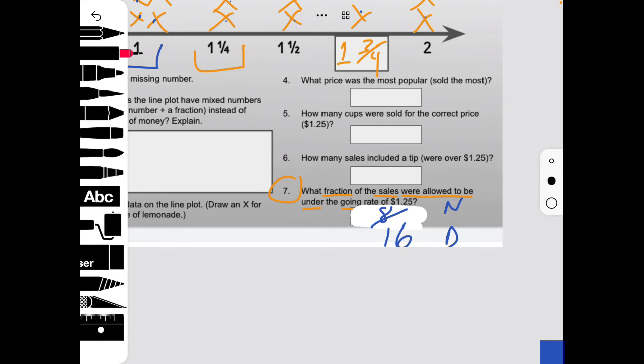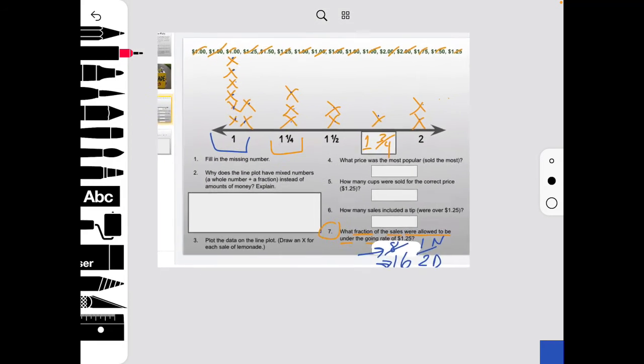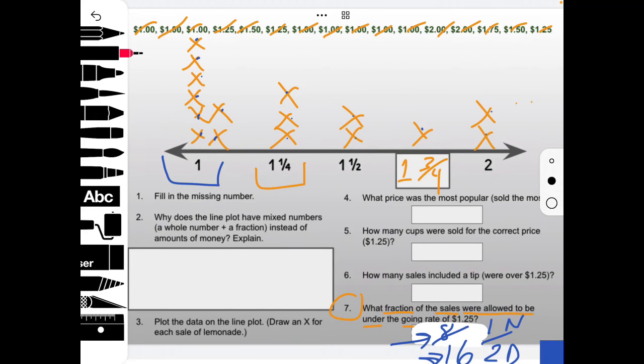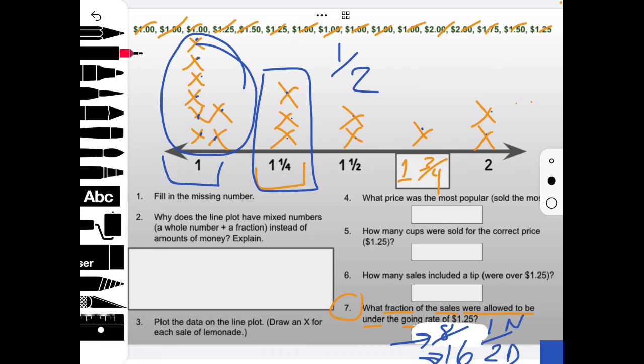Now, if you know how to reduce fractions and you can figure out equivalent fractions, you should recognize that 8 can go into 16 exactly twice. And that means that 1/8 would go into 16 2 times, and 8/16 is actually equal to 1/2. In other words, if you were really sharp, you may have noticed that half of all the sales were under the suggested price of $1.25.